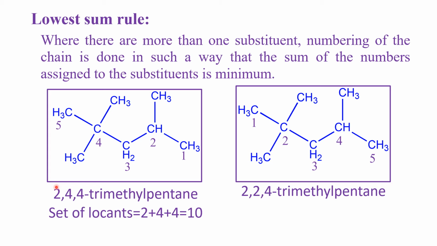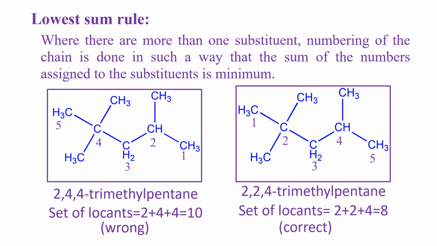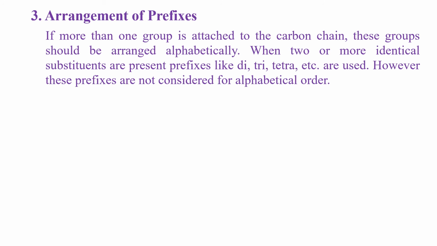So here, in the first workout, the total, that is 2 plus 4 plus 4, is 10, whereas in the second workout, it is 2 plus 2 plus 4, that is 8. So obviously, as per the lowest sum rule, the first workout is the wrong one, whereas the second workout is the right one. Now let us proceed to the next rule, that is arrangement of prefixes.